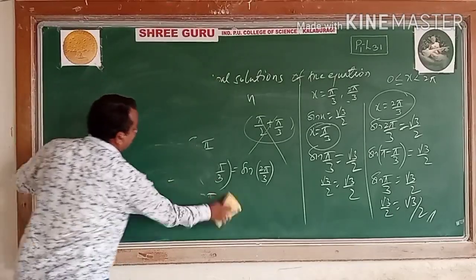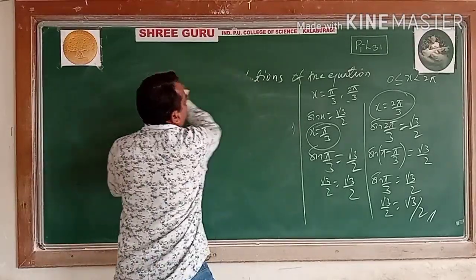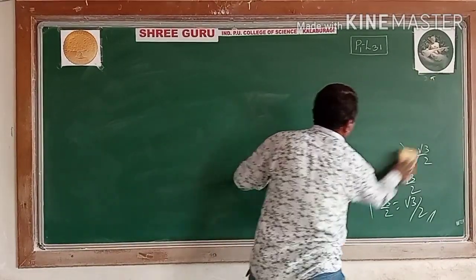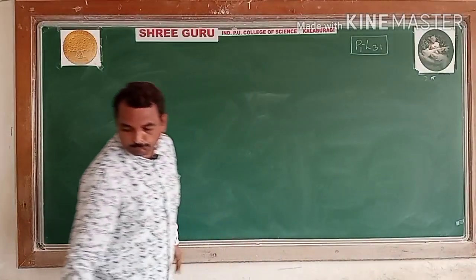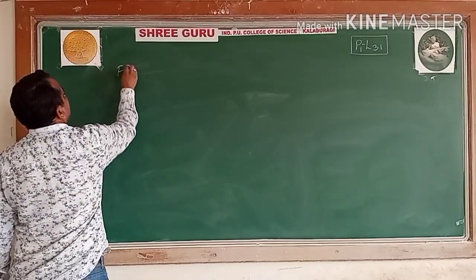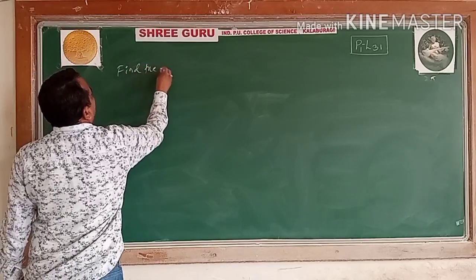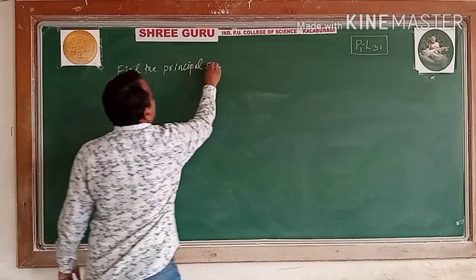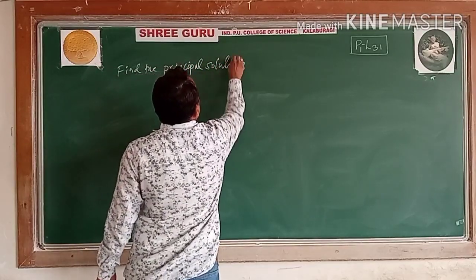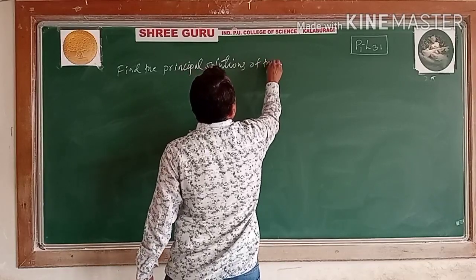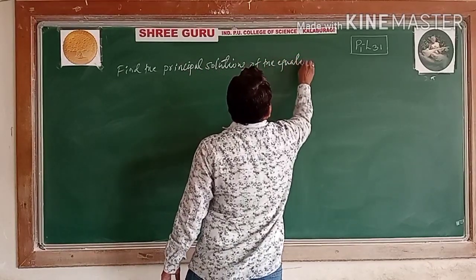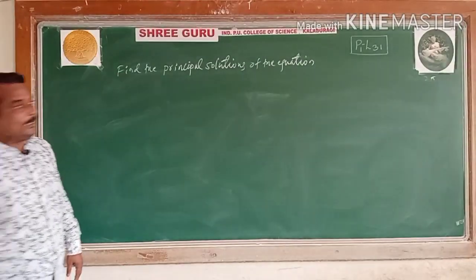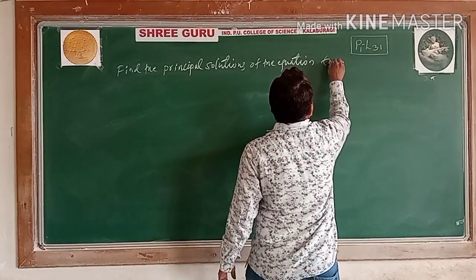Let us go for one more example, friends. See the one more example. Find the principal solutions of the equation tan x equal to root 3.